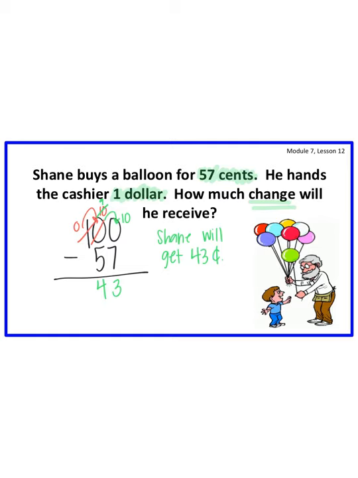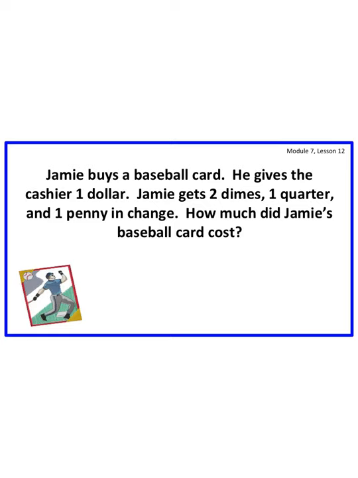All right, let's try another. Jamie buys a baseball card. He gives the cashier $1. Jamie gets 2 dimes, 1 quarter, and 1 penny in change. How much did Jamie's baseball card cost?